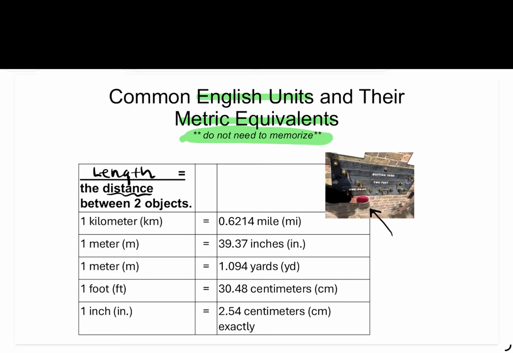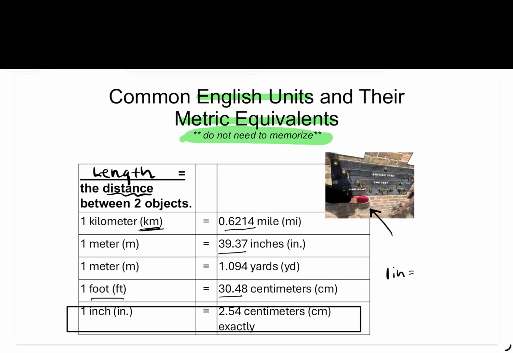What you'll notice here, we've got the kilometer is approximately 0.6214 miles. The meter is 39.37 inches. The foot is 30.47 centimeters. I'm just going to say that this one right here, 1 inch is 2.54 centimeters exactly, is super helpful to memorize, even though I'm not going to ask you to. You may be using that one a lot. So 1 inch equals 2.54 centimeters. And notice that word exactly.